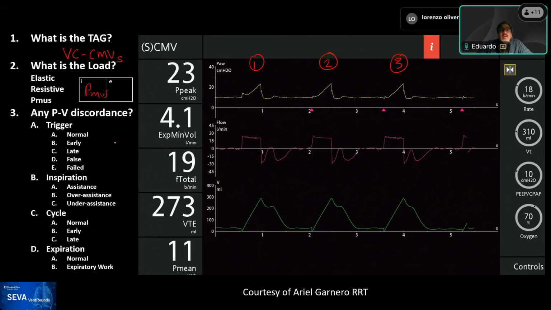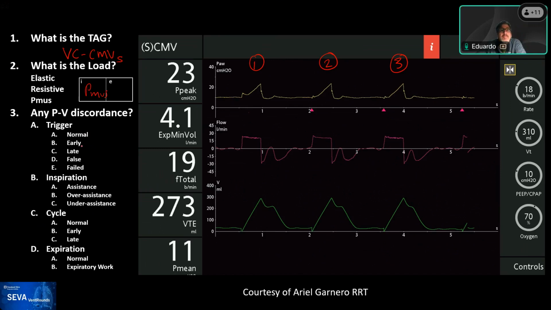And so in breath 1, what's the trigger issue? Is it normal, early, late, false, or failed? I saw one pop up. Yeah, there's another. Yeah, so I think you guys are getting so good at this.